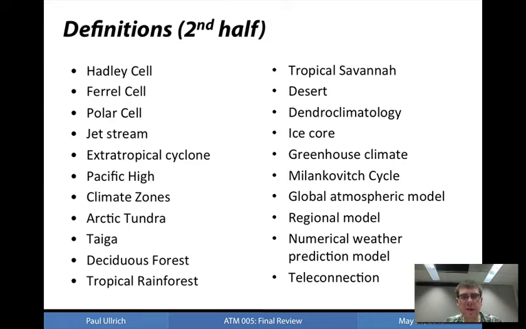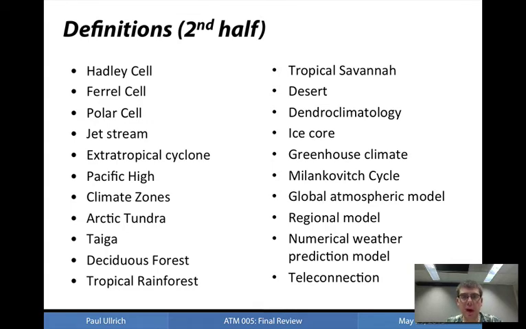The Ferrel cell is the next one up. This is the one that covers most of the mid-latitudes. It extends from about 30 degrees to 60 degrees in both hemispheres. The Ferrel cell is much weaker than the Hadley cell, and its features include sinking motion at 30 degrees north and 30 degrees south, and rising motion at the polar front at approximately 60 degrees north and south, again in both hemispheres.